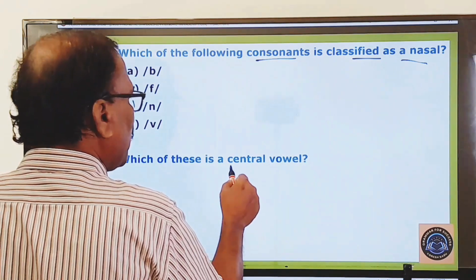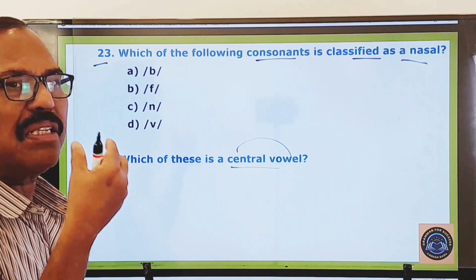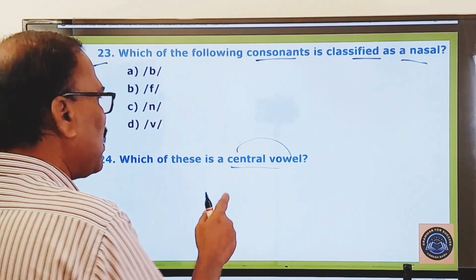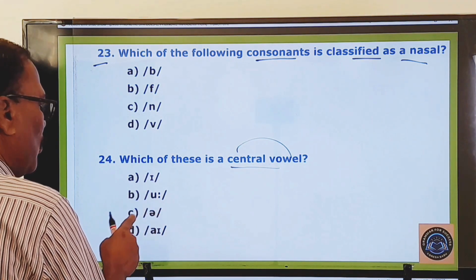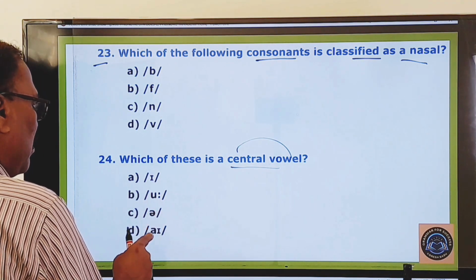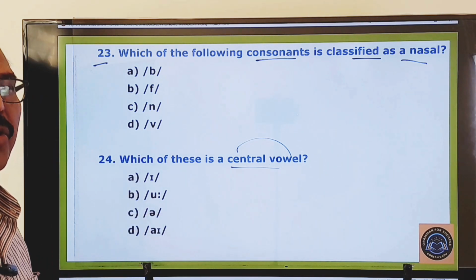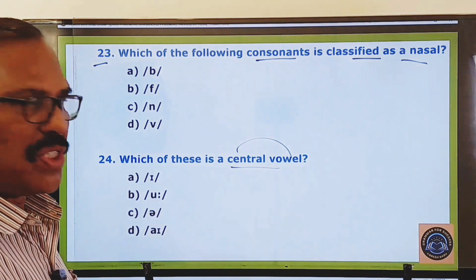And the last but one question is here. Which of these is a central vowel? Central vowel means the tongue is positioned in the middle of the mouth. So what is that central vowel? E, U, A, I. These four vowels are given. You just choose the right one. Now you move on to the last question.